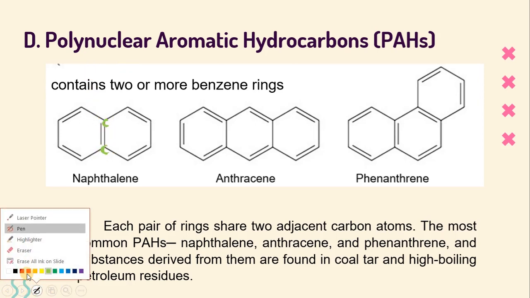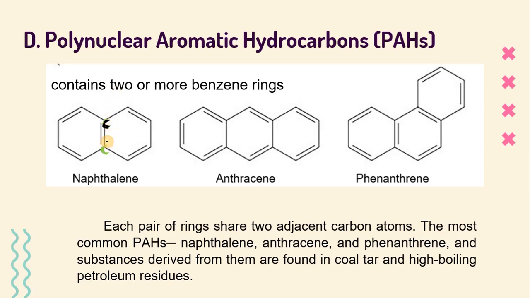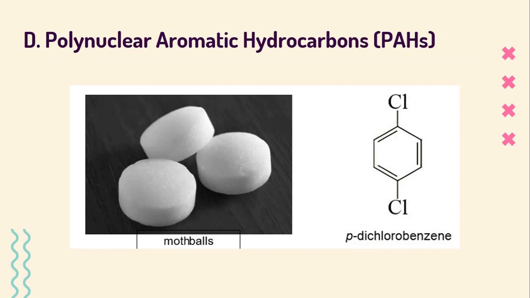So the most common PAHs are naphthalene, anthracene, phenanthrene, and substances derived from them are found in coal tar or high boiling petroleum residues. So sila ang top 3 nga mga common, and of course, I think nakadungog na mo ning word na naphthalene. So naphthalene katong ibutang sa tong mama sa mga sanina para dili makuanan og uk-uk. So kato siya nga mothballs. Medyo humot pud ni siya.